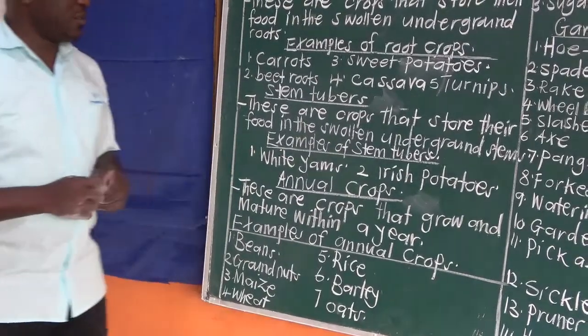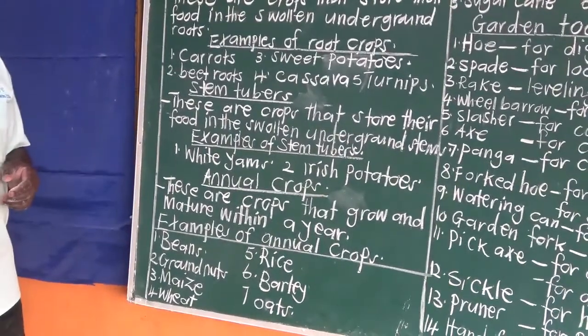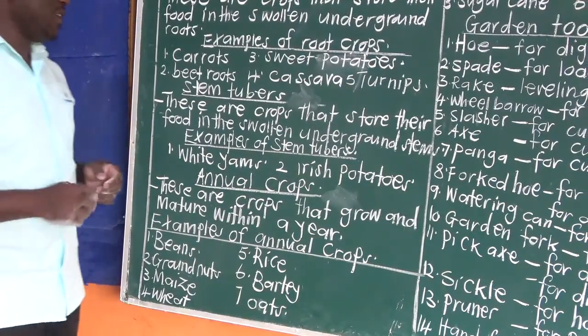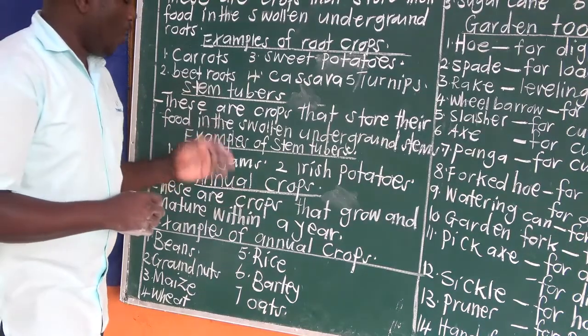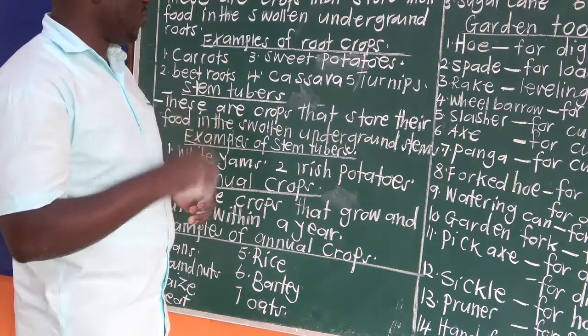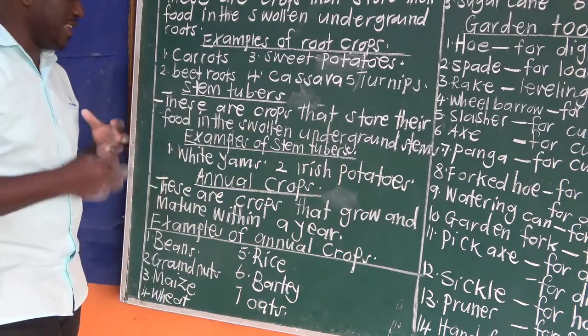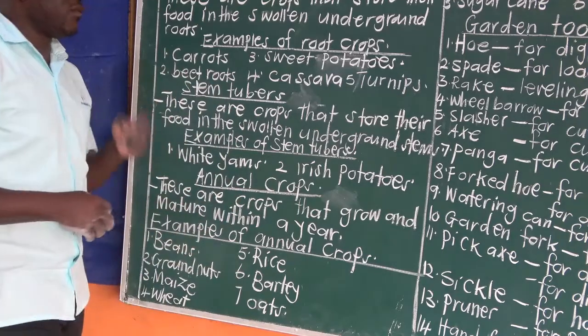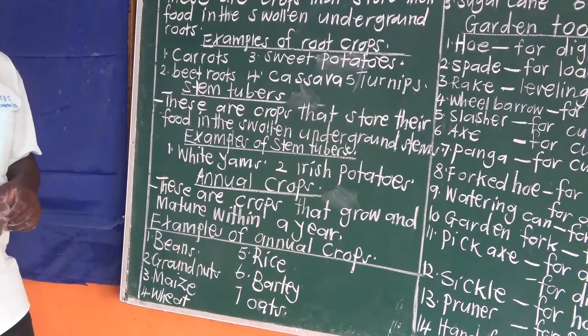Why are Irish potatoes called stem tubers? They store their food in the solid underground stems. That's why they are called stem tubers. Why are white yams called stem tubers? They store their food in the solid underground stems. That's why we are saying stem tubers are crops that store their food in the solid underground stems.